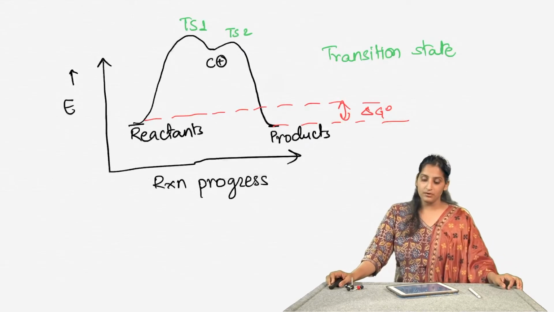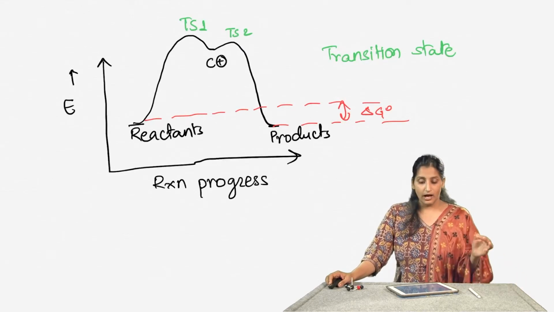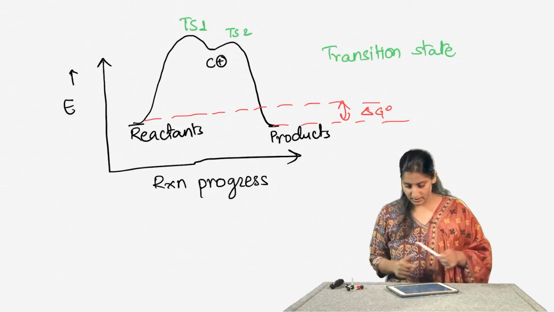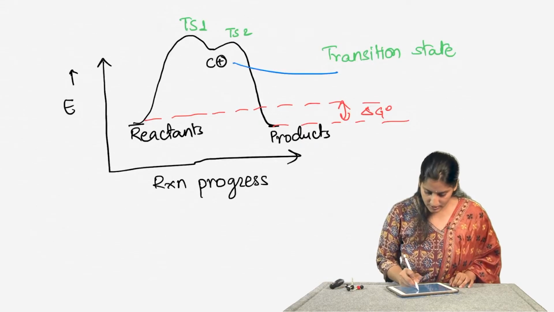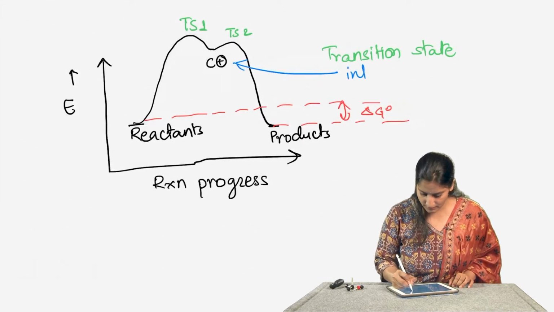Now, let us talk about the intermediate of the reaction. Our carbocation, which is really the intermediate of the reaction, is a high energy species as we had talked about.